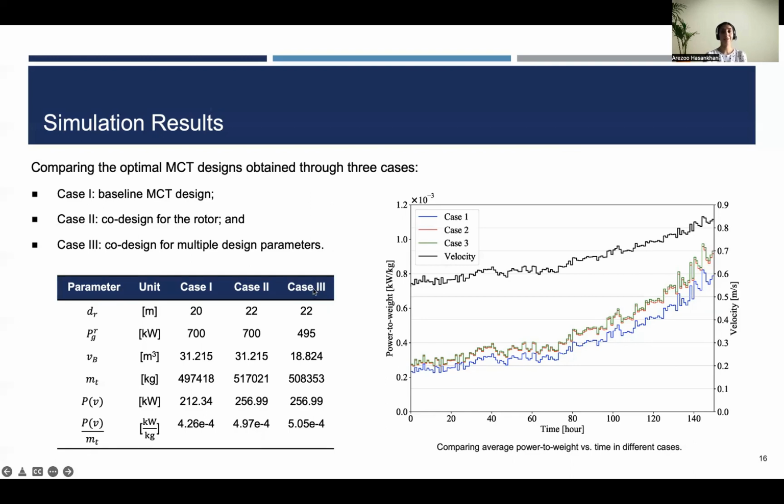The last case is related to changing the rotor diameter, rated generator power, and also the buoyancy tank size. We can see that the optimal design values that are harnessed in this case are far from the design parameters in the baseline case. So this control co-design is necessary for our MCT system, and we can see that the power to weight ratio is increasing, and it is the optimal case among these cases. So the average power to weight ratio versus time for these cases are shown in this figure.